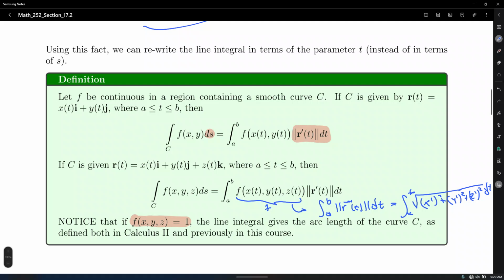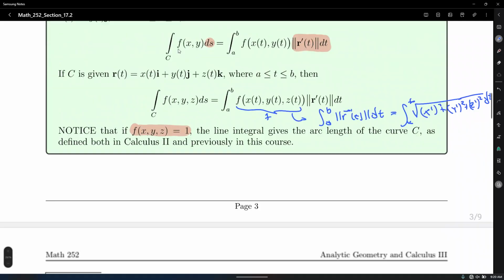If it's something other than 1, we're evaluating a type 1 line integral, which represents the area of the fence projected by the curve in space. All right? Okay, let's get into some of those examples. All right, next page.